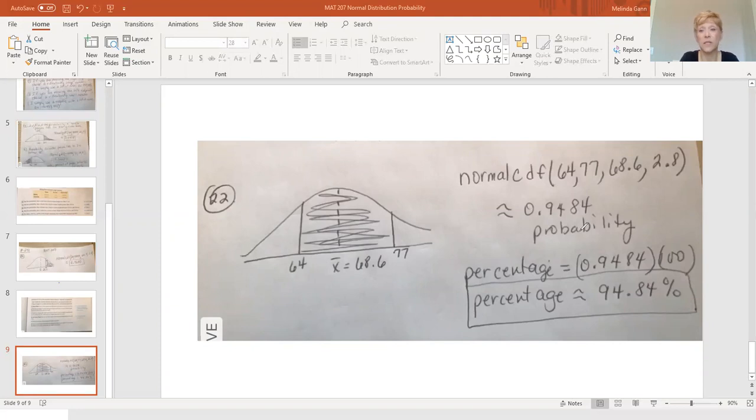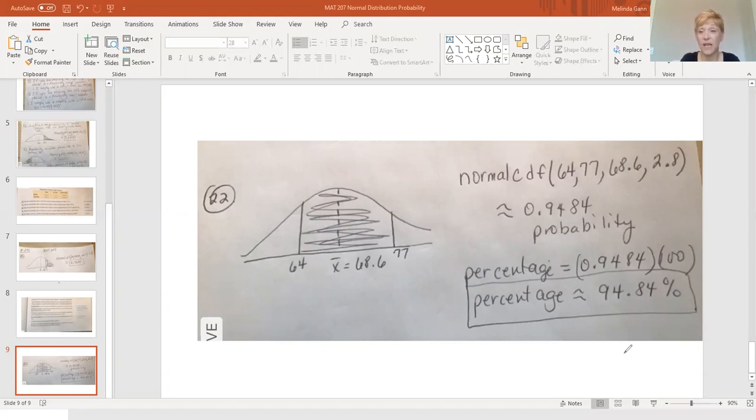Now remember, what comes off the calculator is a probability. If they had said, what's the probability that a man's between 64 and 77 inches, I would be finished. I would just put 0.9484 and be done. But it didn't say that. It said, what's the percentage of men? So to change from probability to percentage, you just take your probability and multiply by 100. So the answer there would be 94.84%.